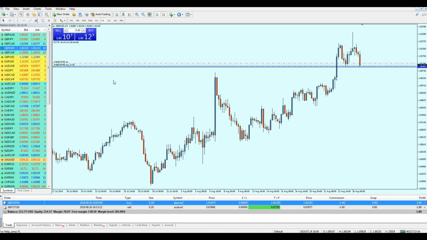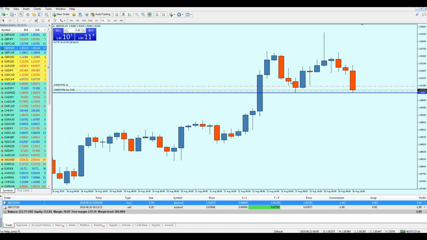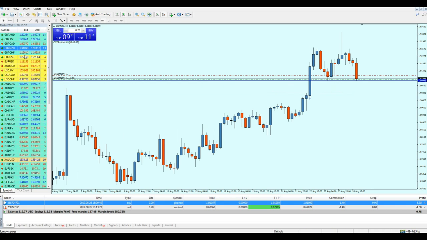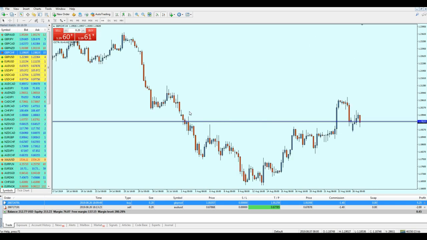Nothing here. This one, yeah, that is the one we entered, and we can see the reversal is already happening. I believe this will be a good trade. Try to find something else.